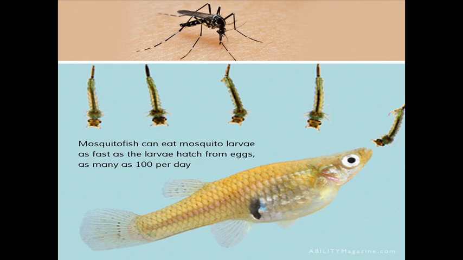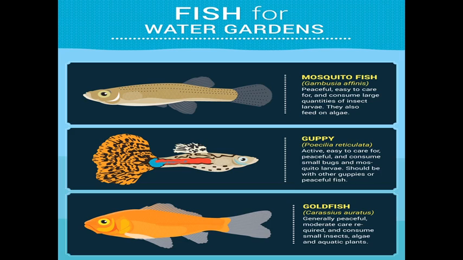Not only the female mosquito fish, other fish are also there, we will see. See, the mosquito fish can eat mosquito larvae as fast as the larvae hatch from eggs, as many as 100 per day. You can see here the mosquito fish. From the name you can understand that. Mosquito fish means the fish that eats the mosquito larva. Not only the mosquito fish, but the guppy fish. Maybe you have heard that word, guppy. And the goldfish.